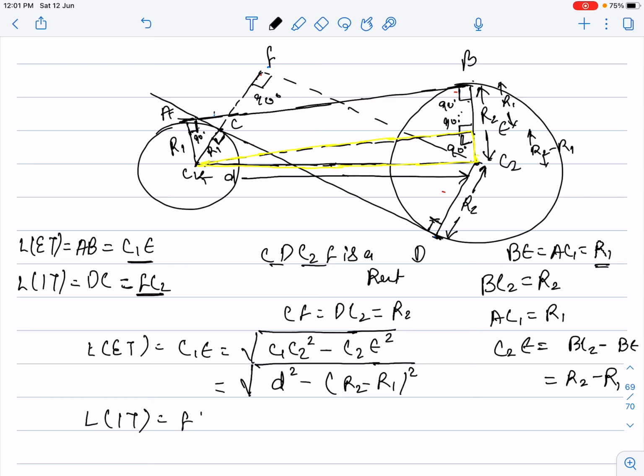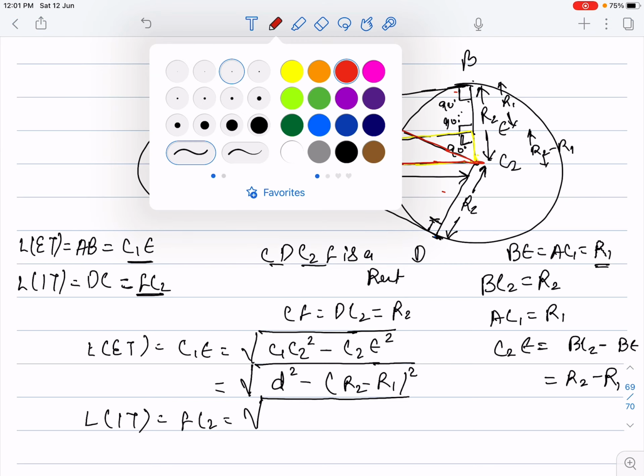C1E was there, no, now FC2 has to be considered by me. So FC2 will be becoming what? FC2 is the base of red colored triangle. I'll be going to mark it over here. Guys, this is your red colored triangle. The base of that red colored triangle I would have to consider, and base is what? Hypotenuse square minus perpendicular square.